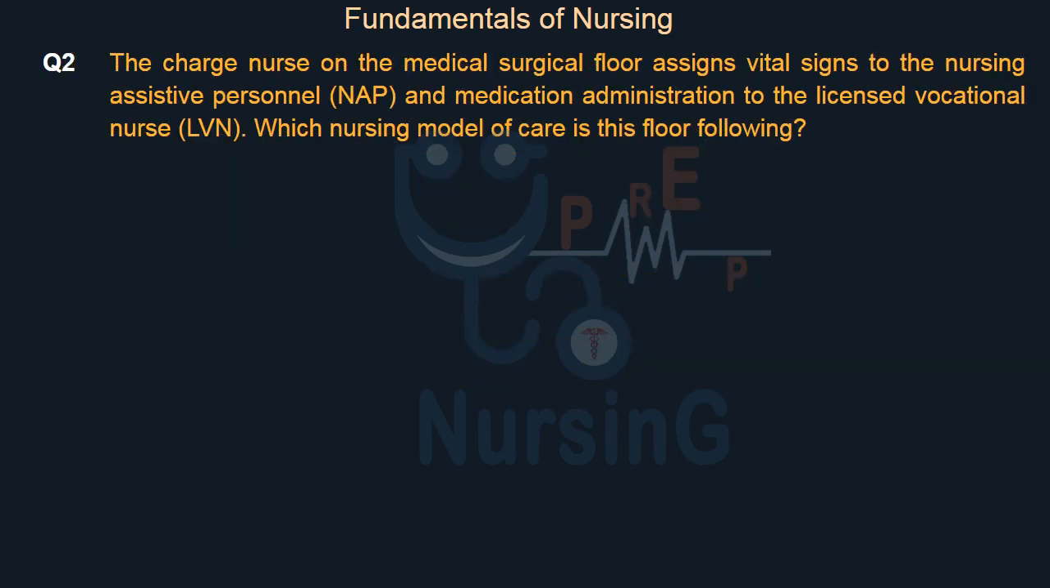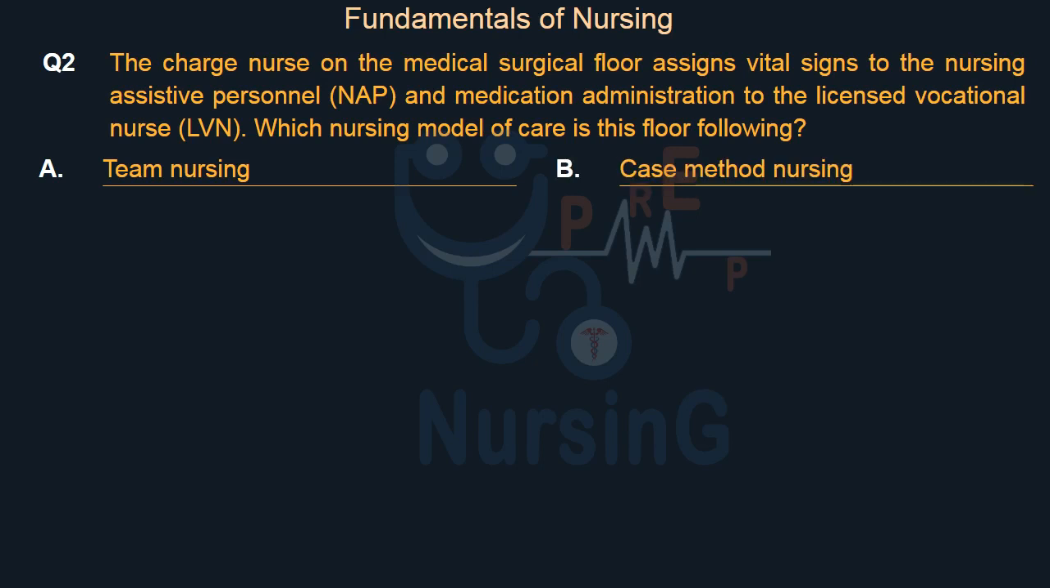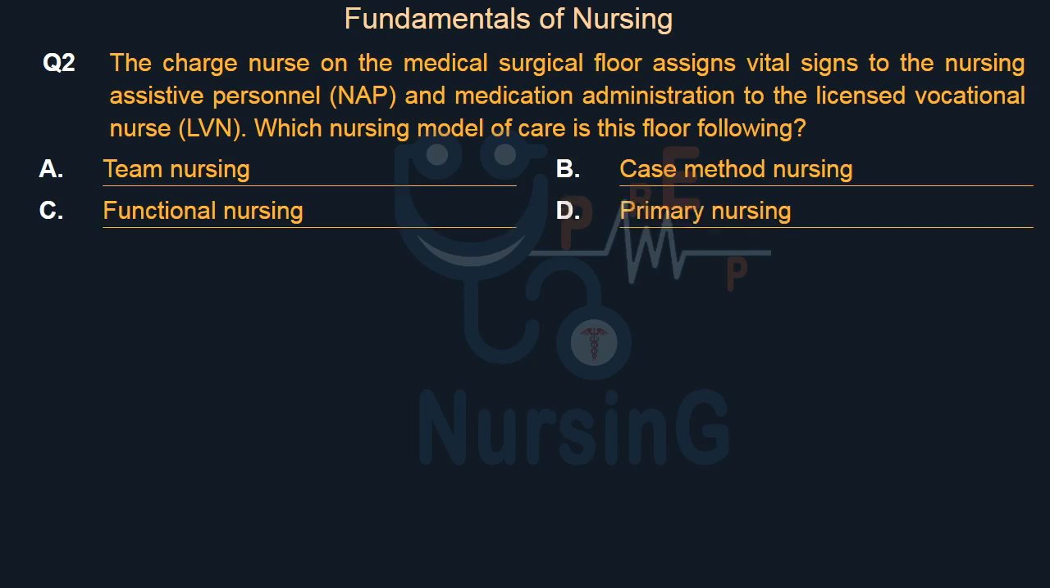The charge nurse on the medical surgical floor assigns vital signs to the nursing assistive personnel, NAP, and medication administration to the licensed vocational nurse, LVN. Which nursing model of care is this floor following? Option A. Team nursing. Option B. Case method nursing. Option C. Functional nursing. Option D. Primary nursing.